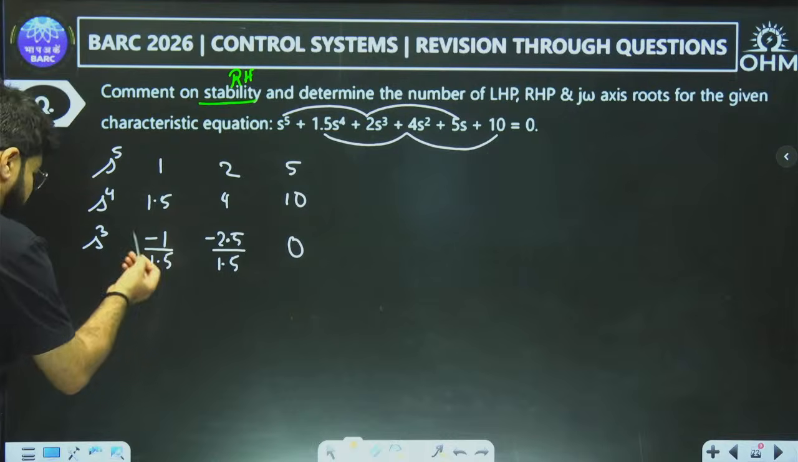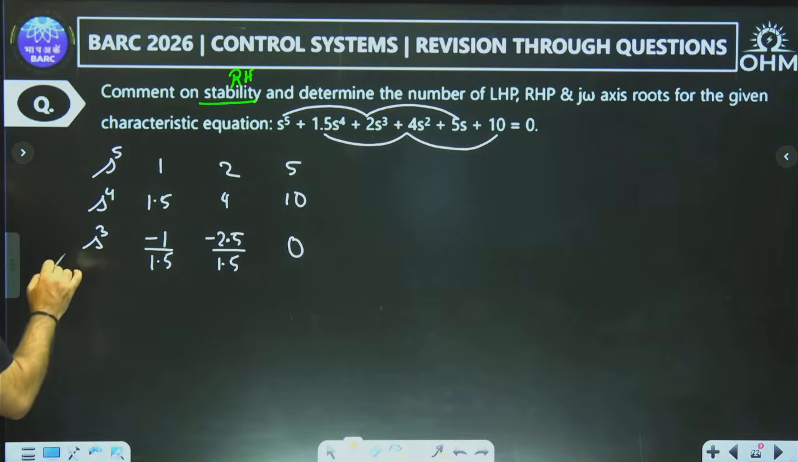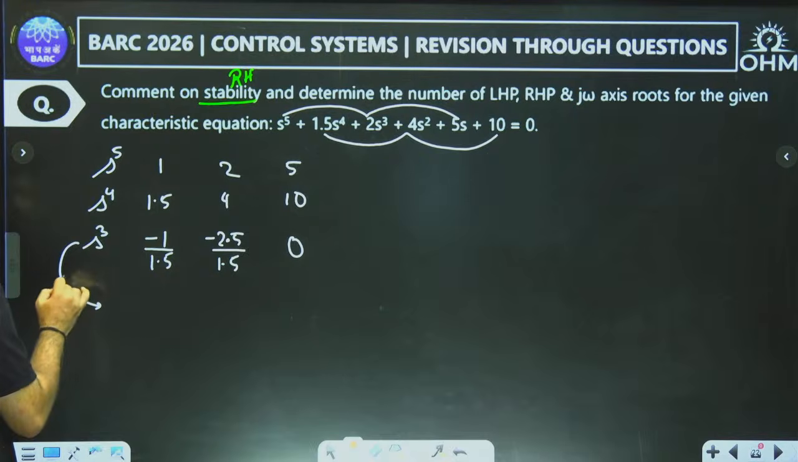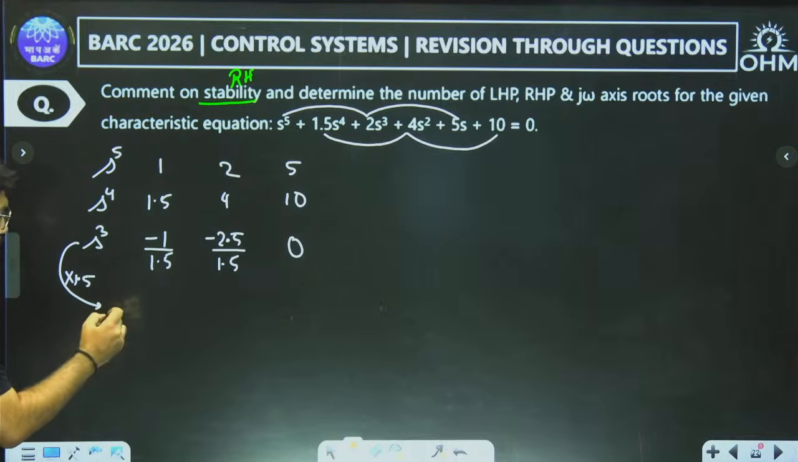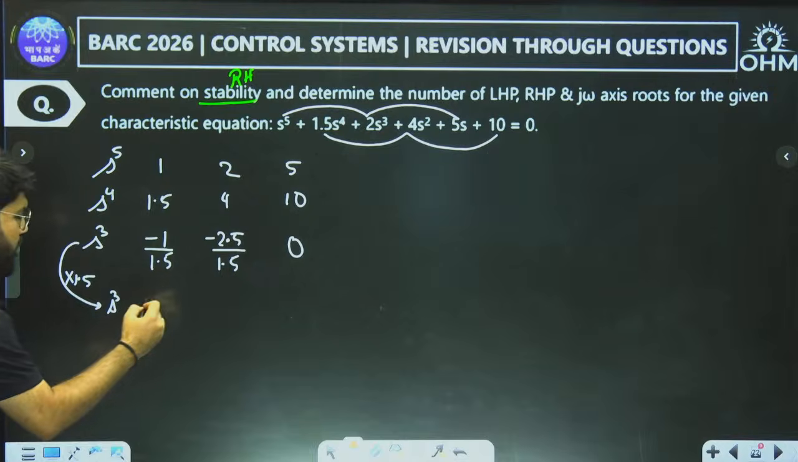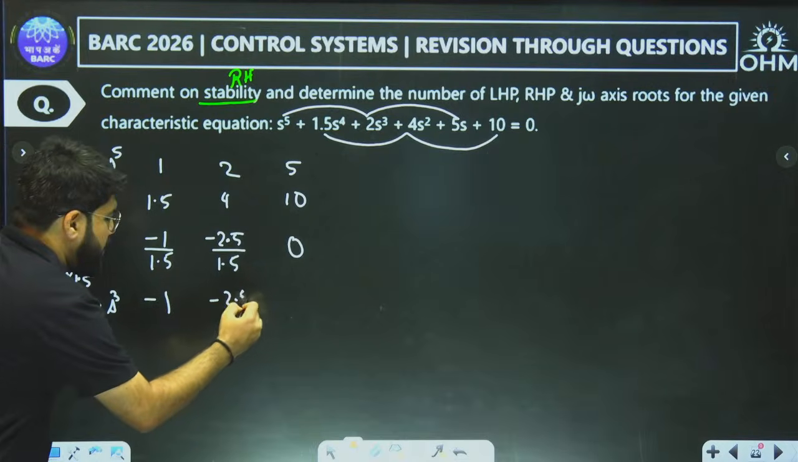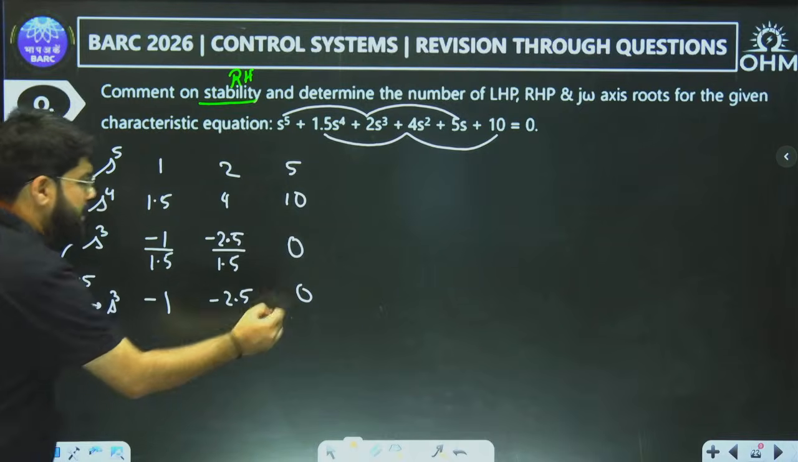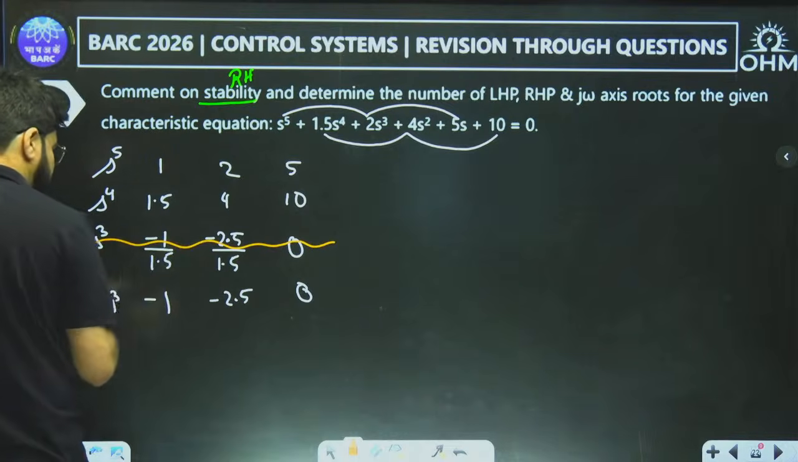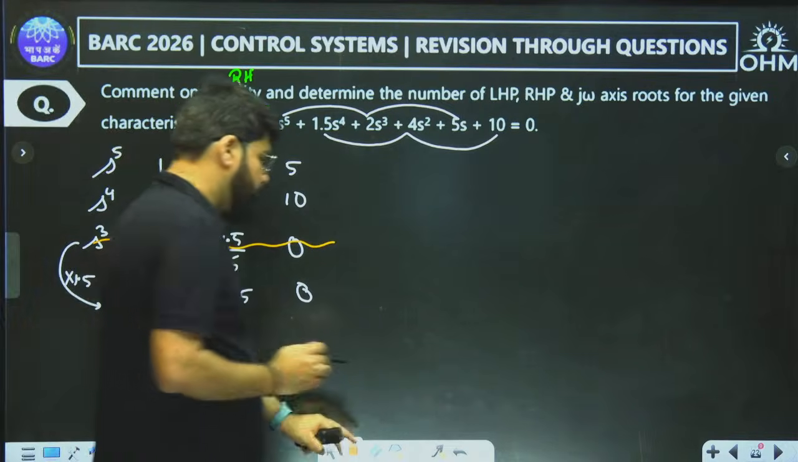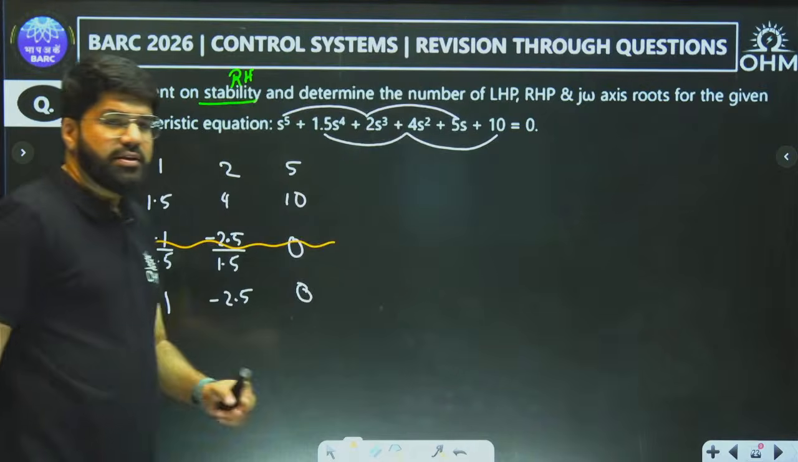Now one thing is your choice: you can make the calculation simple by multiplying any row by any positive constant value. Rather than dealing with 1 by 1.5 and 2.5 upon 1.5, multiply by 1.5. You then get the row as minus 1, minus 2.5 and 0 remains 0. That makes it simple. Going forward, don't consider the old row, as it has been modified; consider the s power 3 row.